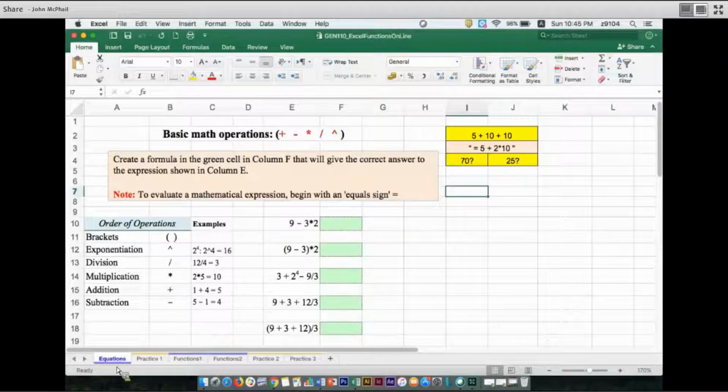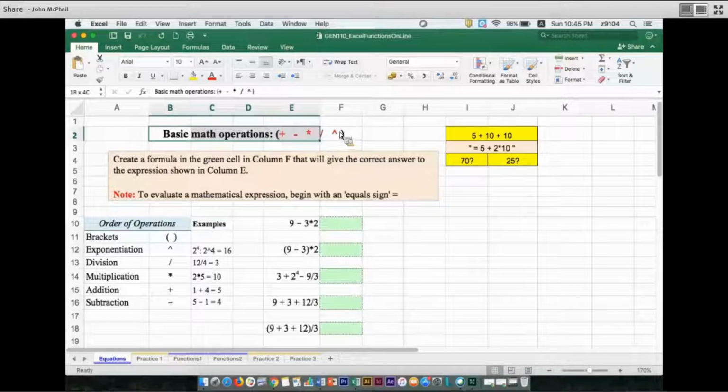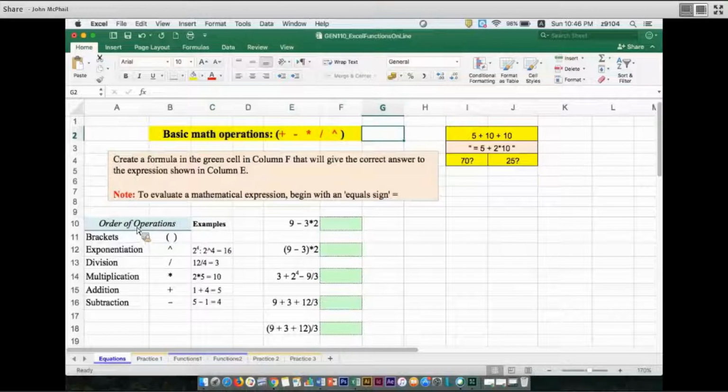Our Excel discussion begins with the Equations tab. We're going to discuss, first of all, some basic arithmetic operations. Excel has the usual operations: plus, minus, times, division, and also exponentiation.